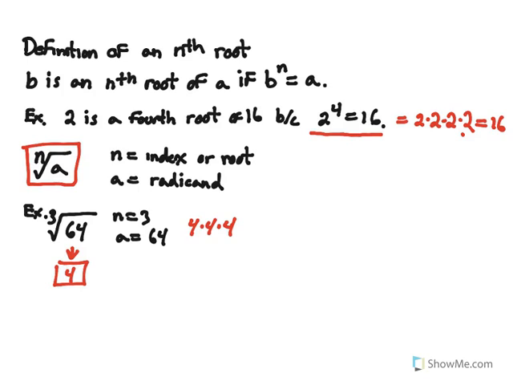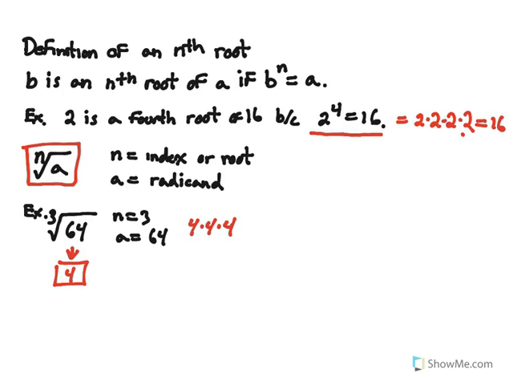So we got to think, what times what times what will give me that 64 right back? The only number that's going to work is going to be 4. If you check with your calculator, 4 times 4 gives you 16, times 4 is 64. So the answer is 4.